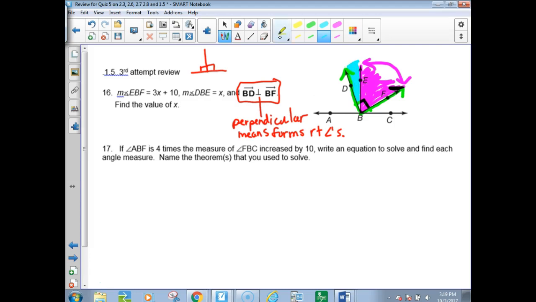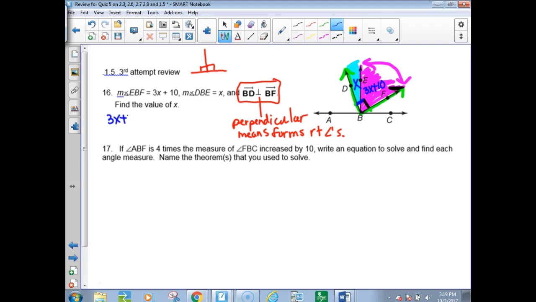And then it says DBE, and that's here, is X. Okay, so I'm going to put 3X plus 10 in there, and an X would be in there if you were thinking about it. So if those angles are X and 3X plus 10, what do they add up to? All right, that's your equation.